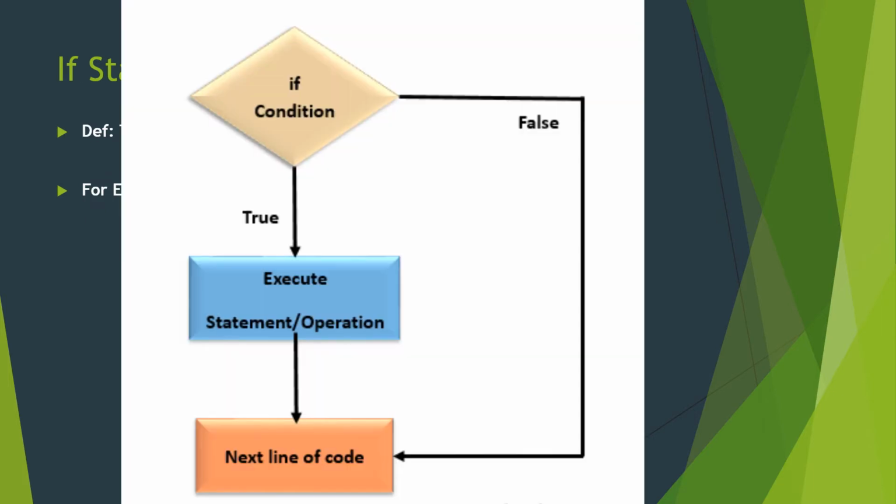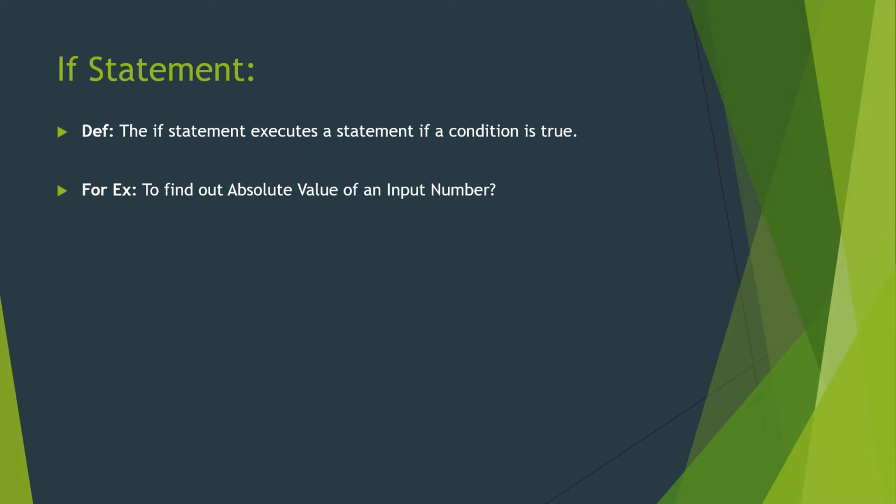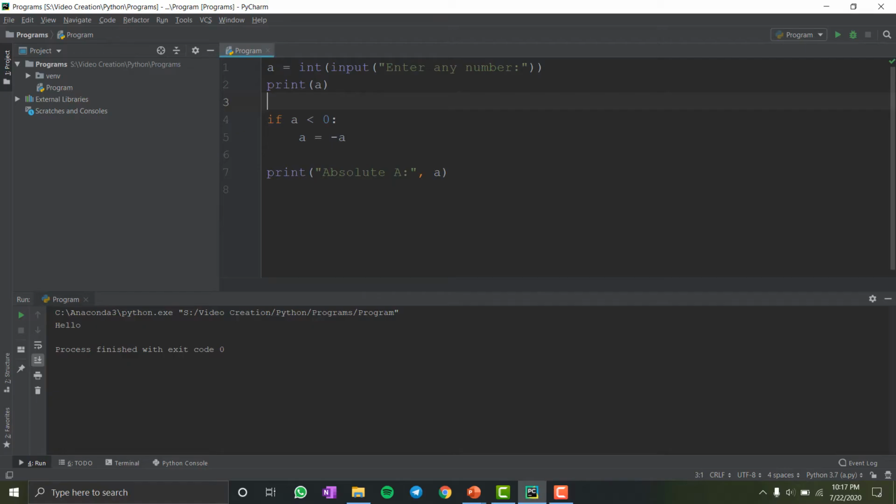The if statement is basically: if the condition is true, then it is going to execute the statements. If the condition is not true, then it is going to execute the rest of the code. For example, find out the absolute value of an input number. The absolute value is always the positive value. So let's go to our PyCharm and see.